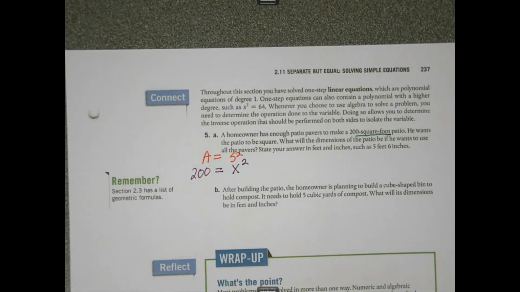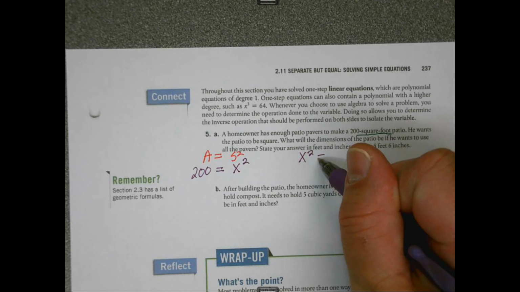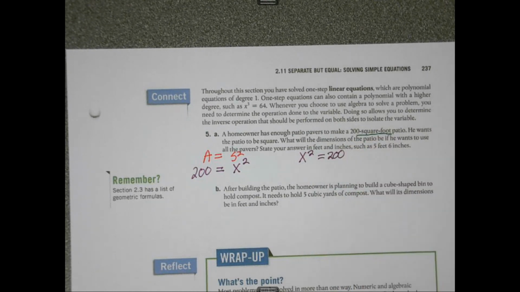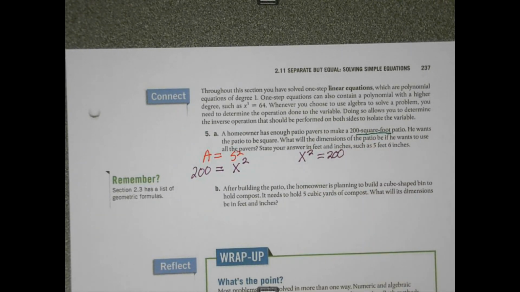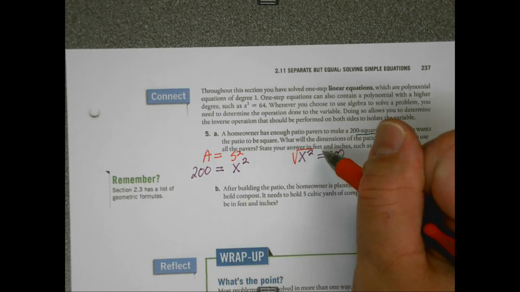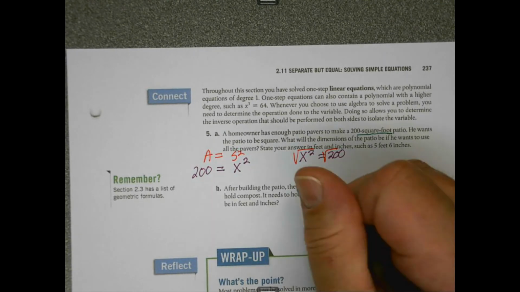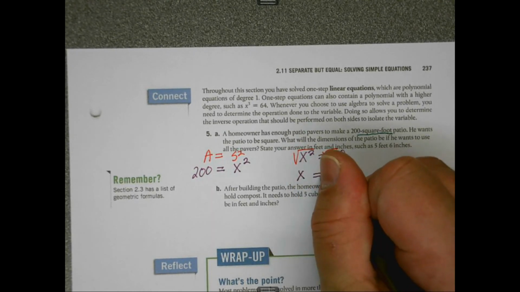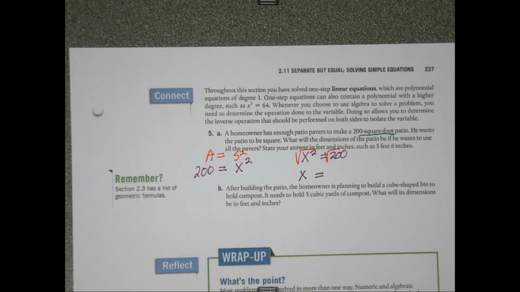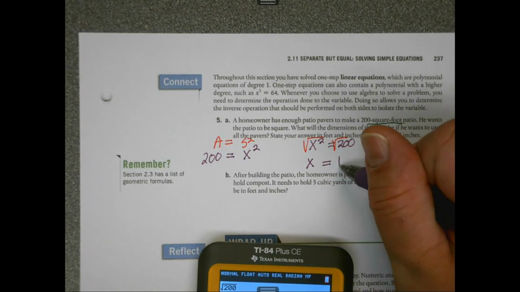Put in my calculator, square root of 200, I get 14.14. So each side is 14.14 feet. So this is 0.14 of a foot. Remember, they want it in feet. So I got 14 feet. Each side is 14 feet.